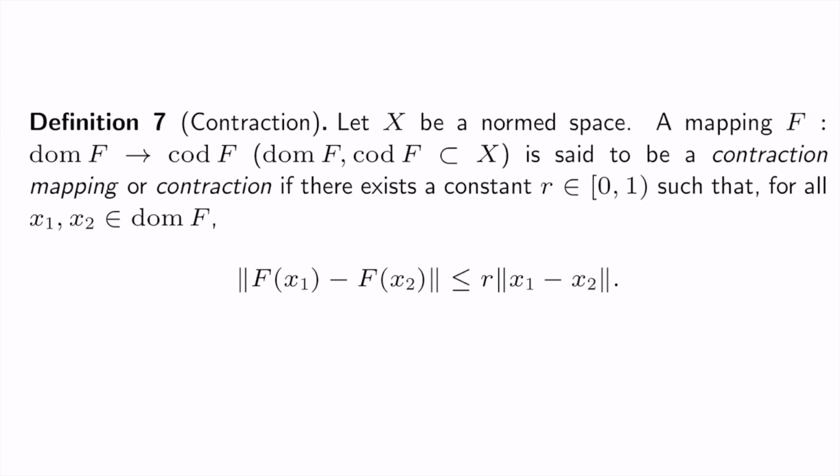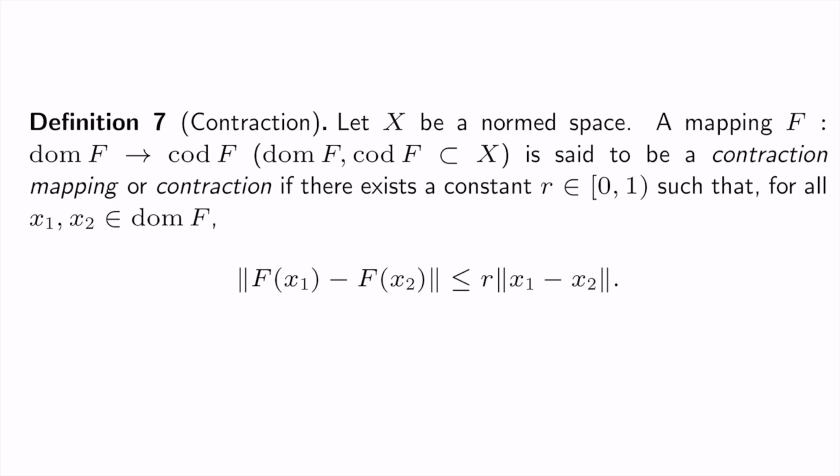So if x is a fixed point, then it is mapped to itself by the mapping F. Next, let's define contraction mapping. Let X be a normed space, and F a mapping from its domain to codomain, both of which are subsets of X. It's said to be a contraction mapping, or simply contraction, if there exists a constant R, which is between 0 and 1, including 0, excluding 1, such that for any 2 points in the domain, the difference between the images of the 2 points is less than or equal to R times the difference between the 2 points.